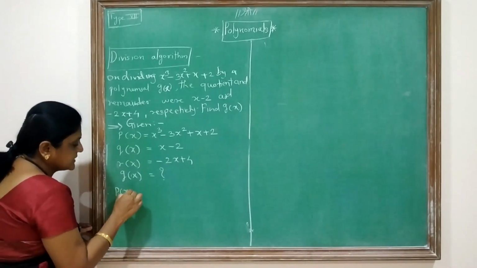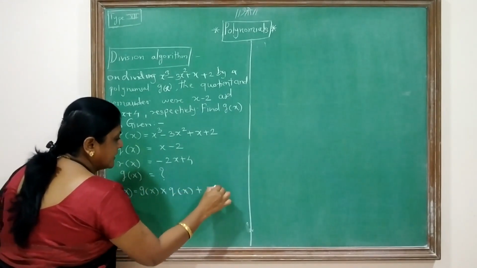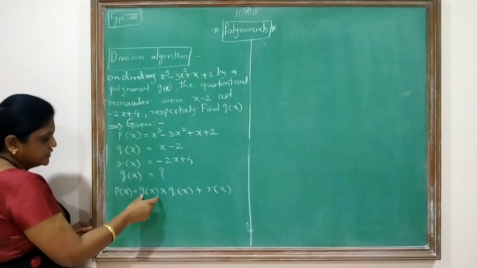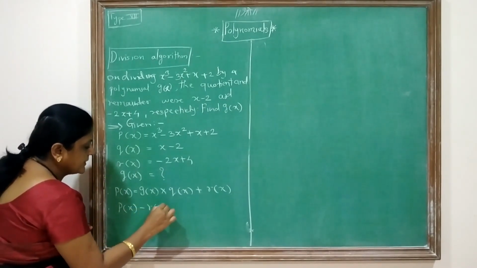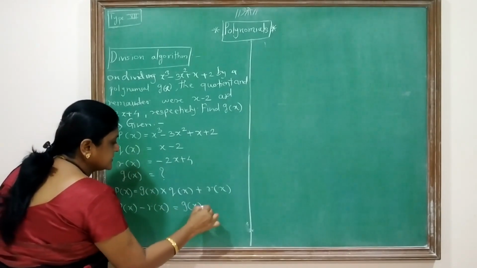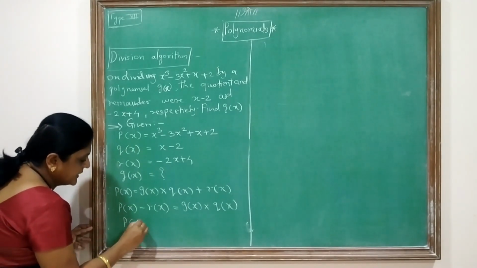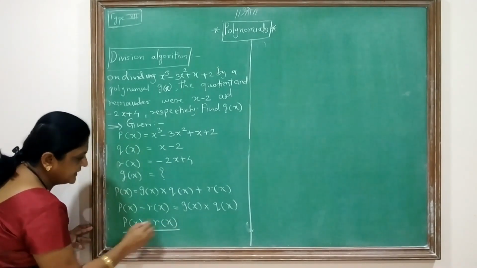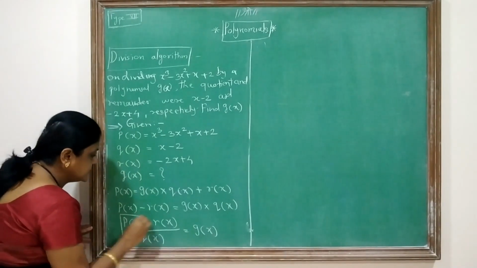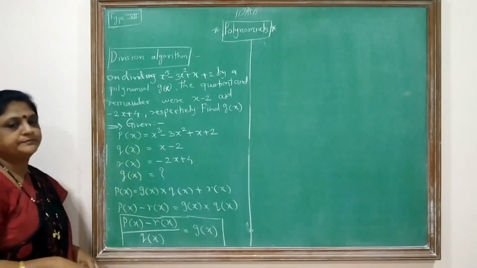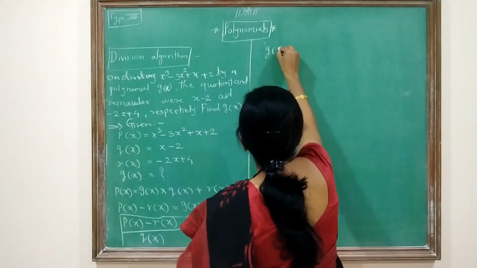First we will write the division algorithm. P of x equal to g of x into q of x plus r of x. Here g of x will be found. Then p of x minus r of x equal to g of x into q of x. So p of x minus r of x divided by q of x equals g of x. This is the g of x formula. Now put the values.